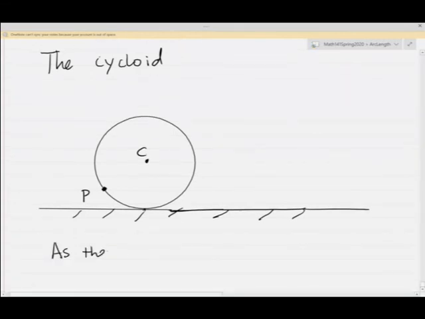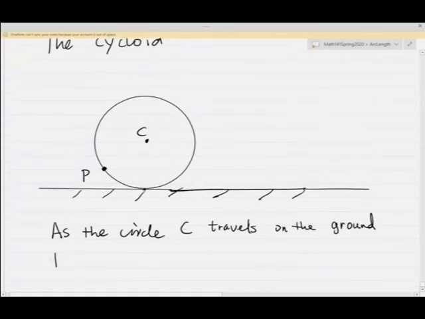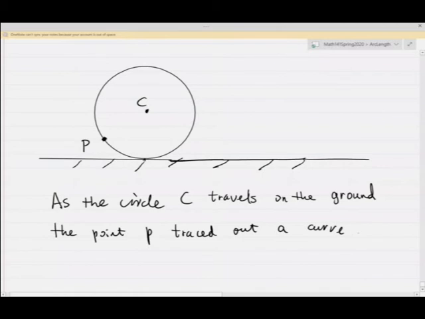As the circle C travels on the ground, the point P traces out a curve, and this curve is called the cycloid.